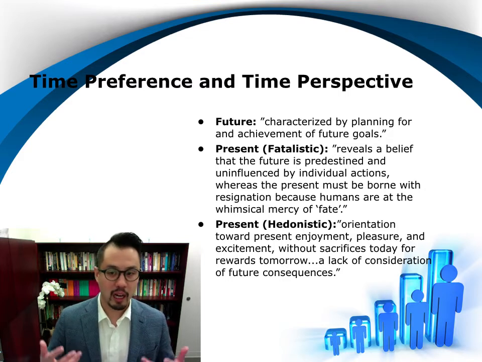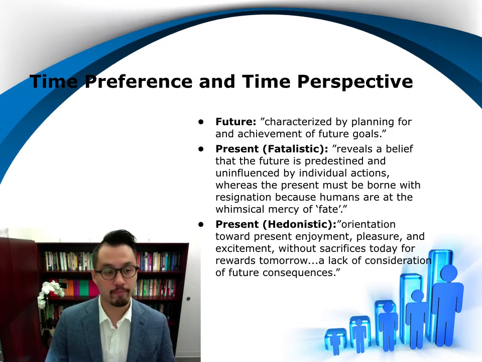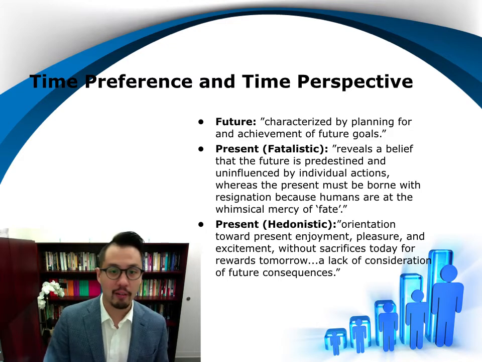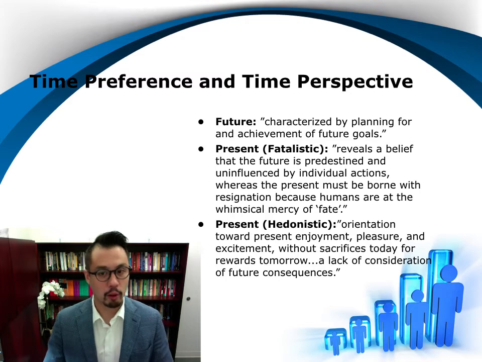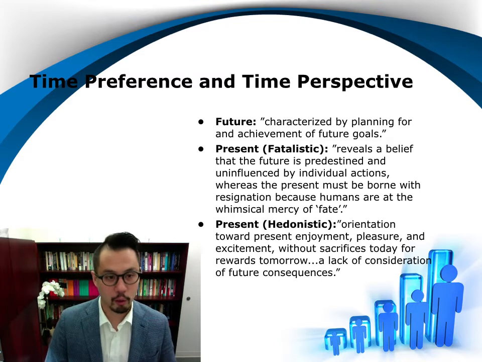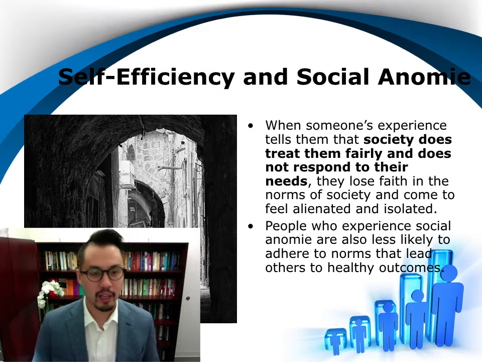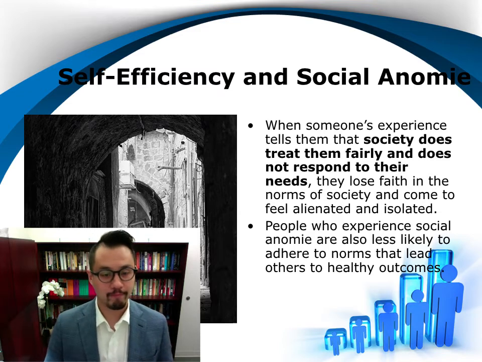So we have seen how low socioeconomic status exposes people to a different environment. And that environment in turn impacts how they view reality as well as their own agency. So you can either have a future orientation or you can have a present orientation, sometimes for fatalistic or hedonistic reasons. So another important behavioral factor to keep in mind when talking about socioeconomic status is self-efficacy.